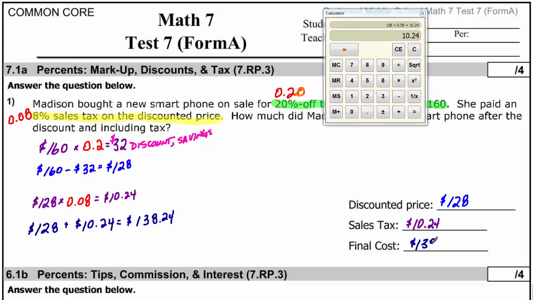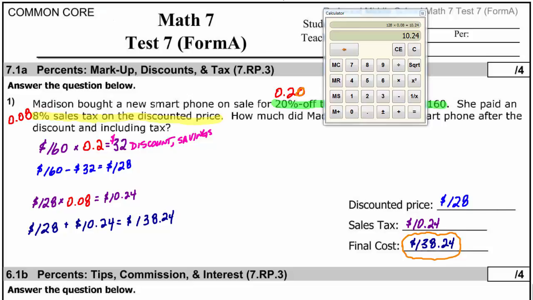That's Madison's final cost. She walks out of the store, looks at her credit card receipt to see what they charged to her Black American Express card or her Discover card, whatever it happens to be, and she's going to see that what they charged was $138.24.